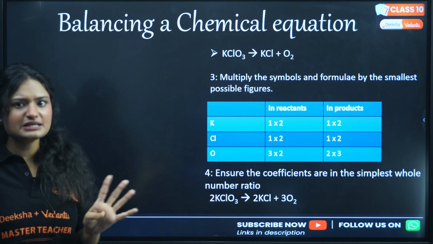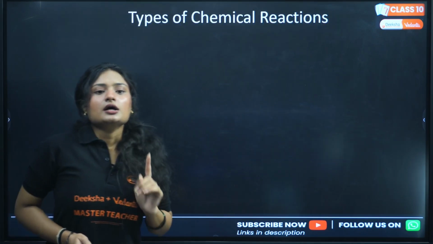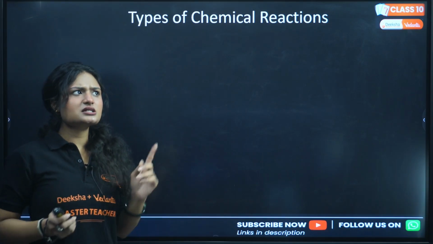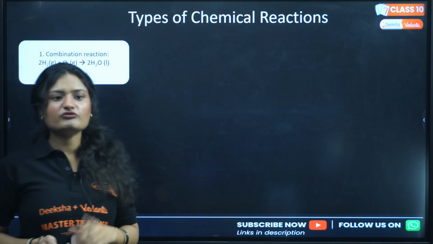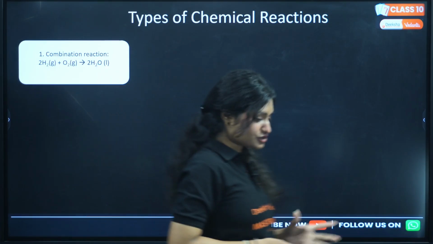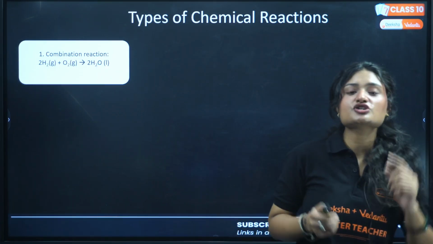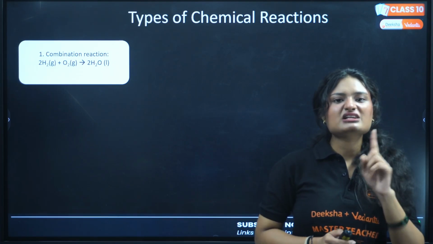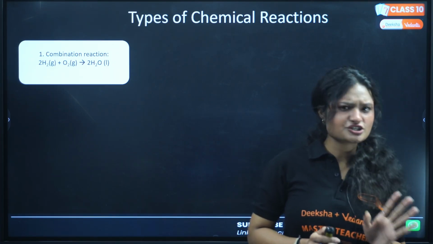Okay, simple 4 steps are involved. What are the different types of chemical reactions? So there are 7-8 major types. Okay, we'll discuss them one by one. Combination reaction. Combination reaction is a reaction in which one or more reactants combine to give one single product. It is similar to an addition reaction.